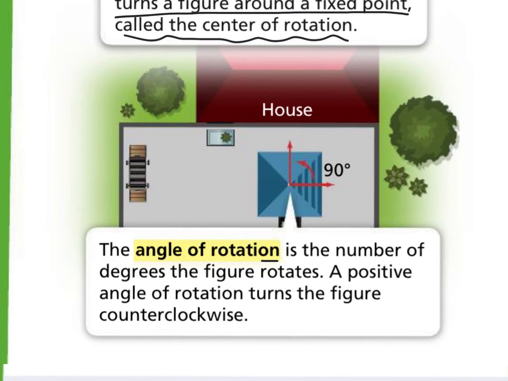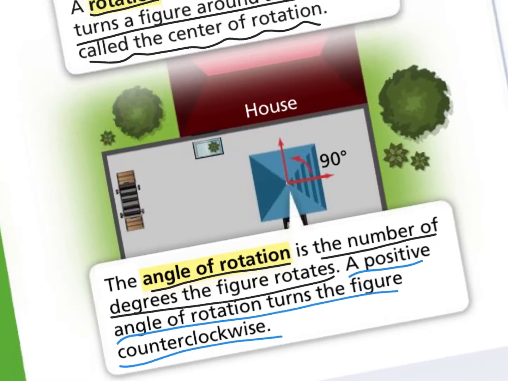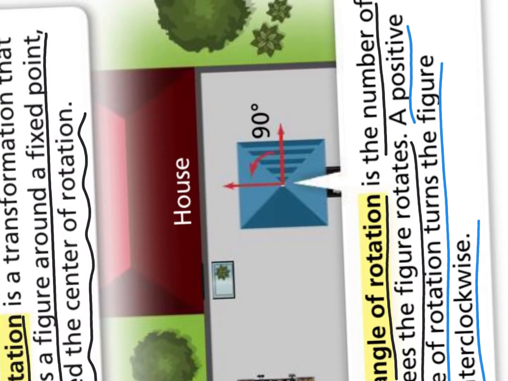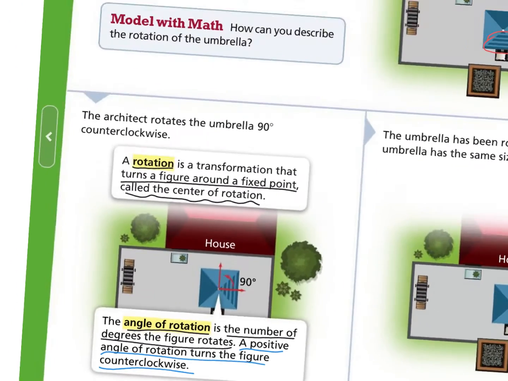The angle of rotation is how many degrees the figure rotates. And I don't know why they do it this way, but if we go counterclockwise, that's considered a positive angle of rotation. So we're always going to think about turning things counterclockwise, the opposite way of how the hands on a clock move.